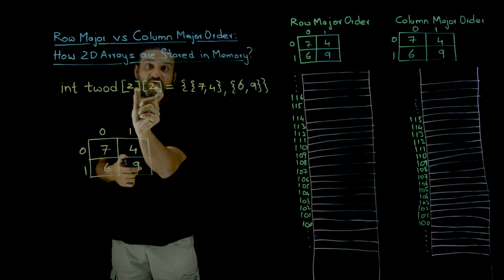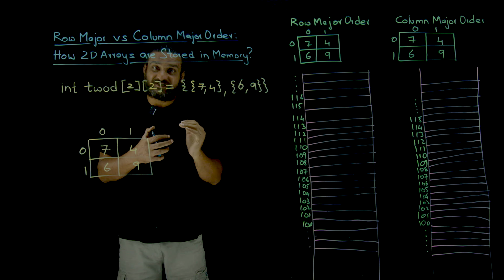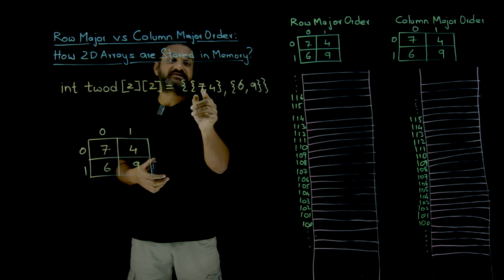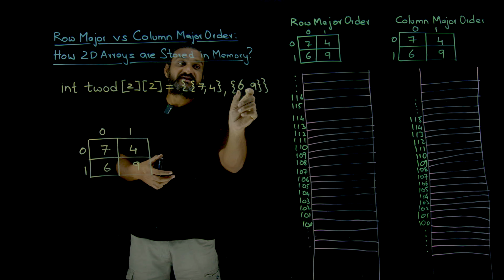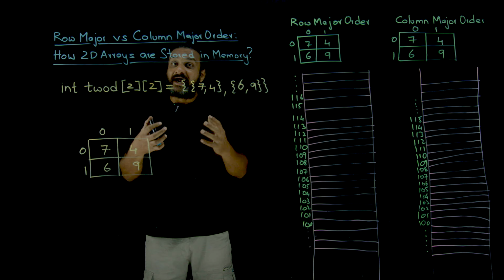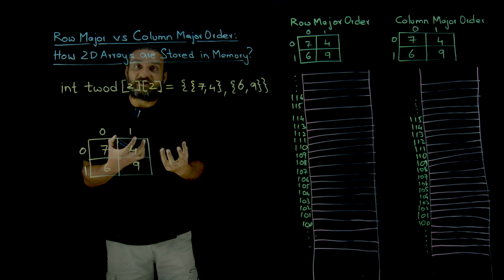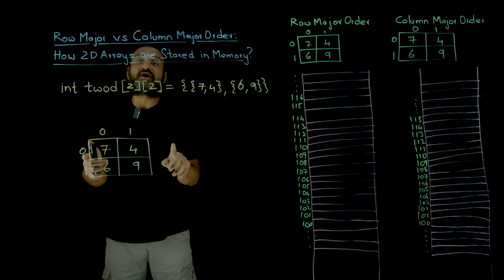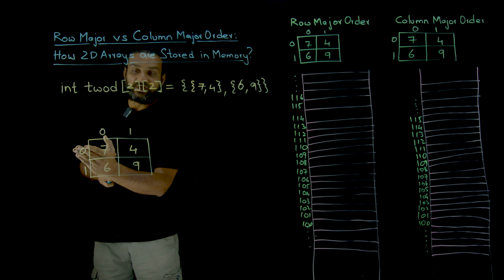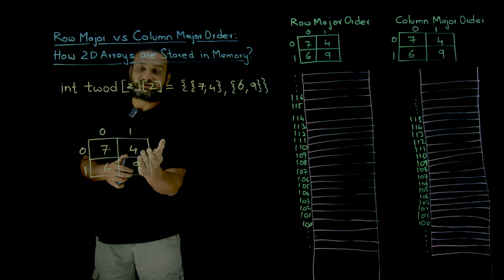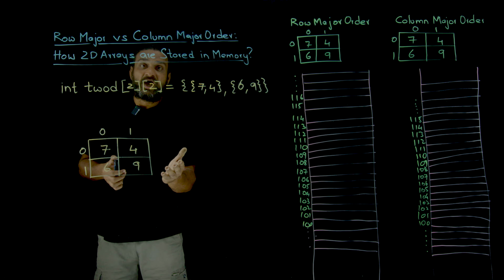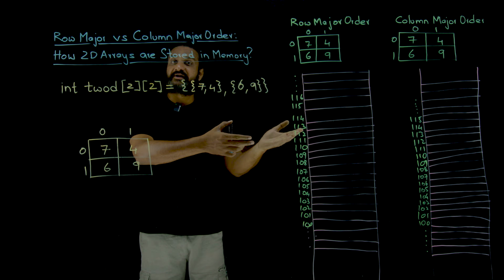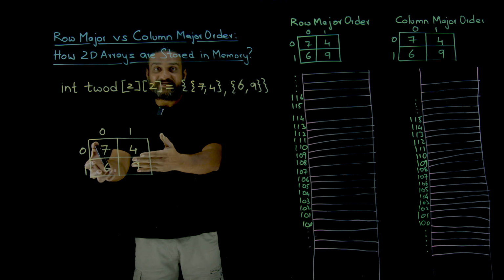a row size of 2 and a column size of 2, meaning we have 2 rows and 2 columns. The elements in the first row are 7, 4, and the elements in the second row are 6, 9. The visualization that we had in our previous classes is in the form of a table. There are 2 rows and 2 columns, but the question is how this table will get stored in memory. Will it get stored as it is in memory?